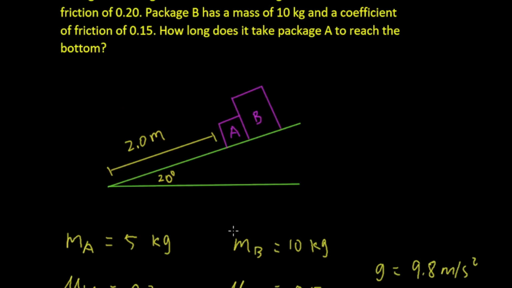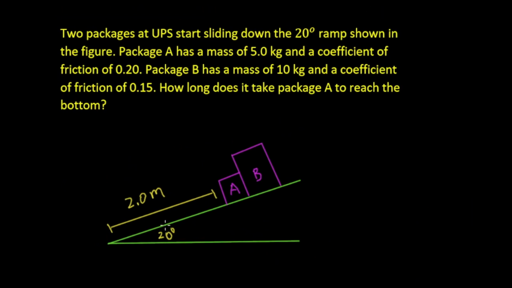Okay, what else do we know? I think that's it for now. We know that this distance here is 2 meters, and the angle here is 20 degrees. That's it. Okay, now, what does it mean when these two packages are sliding down together like this?